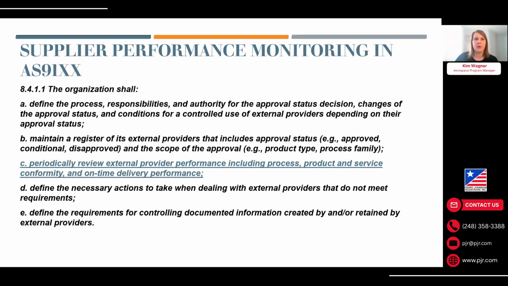Okay, so the next topic we're going to jump into is supplier performance monitoring in AS9100. This one we've had a lot of questions about over the years. And so the requirement we're going to be talking about specifically is in 8.4.1.1c. It says the organization shall periodically review external provider performance, including process, product, and service conformity and on-time delivery performance. So it says here, you've got to review external provider performance, supplier performance, periodically. You need to review their quality and their on-time delivery performance.